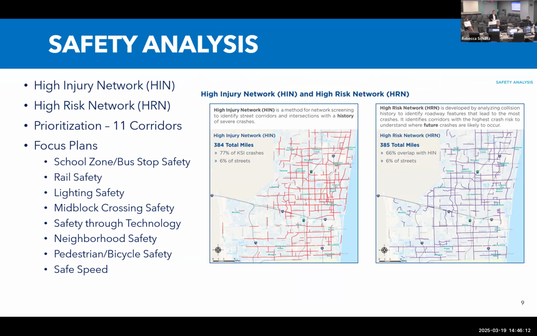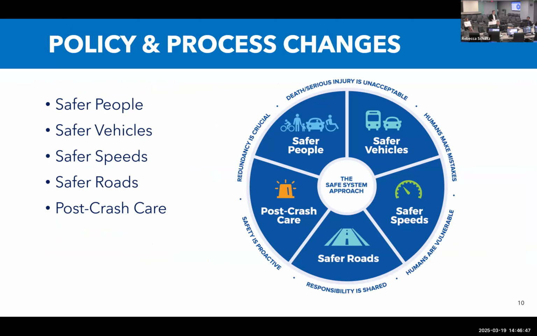We had to do a safety analysis. So if you'll recall, we did looking at Signal 4 data and developing a high injury network and also a high risk network. And that proved to be the foundation for some corridor prioritization, where we identified 11 corridors to move forward for concept design. We've also done focus plans in 8 different areas, and those also tap into the safety analysis and look at things in more specific manners, such as the lighting plan or the school zone plan or the neighborhood safety, things of that sort. And so all these things then have combined to develop recommendations for policies, projects, and programs.